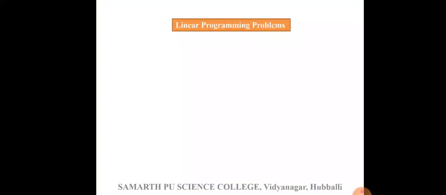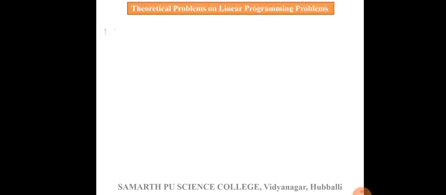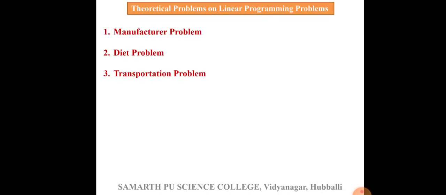In the linear programming problem, we have two types of problems. One is the graphical method, and another one is the theoretical method. In the theoretical method, we have three types of problems: the manufacturer problem, the diet problem, and the transportation problem.